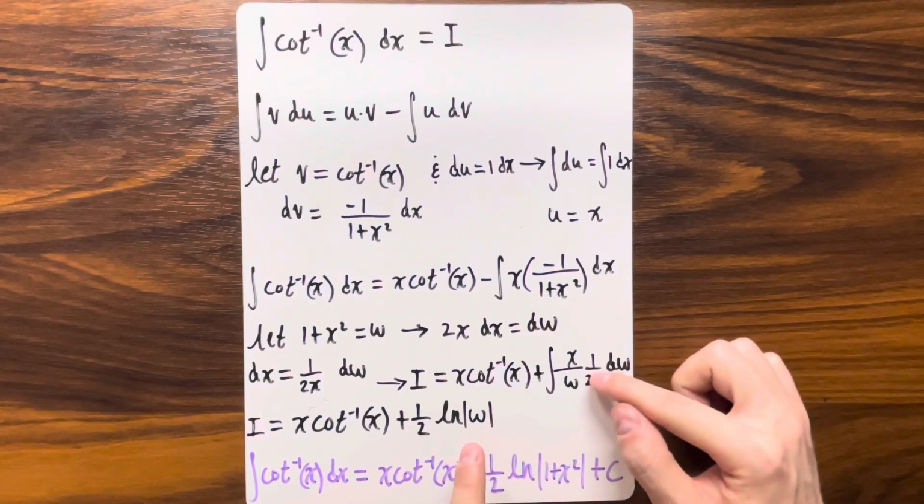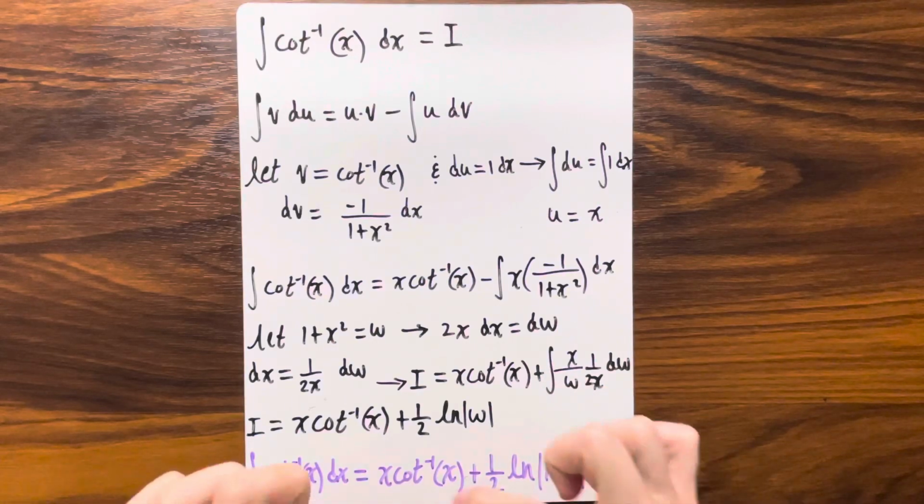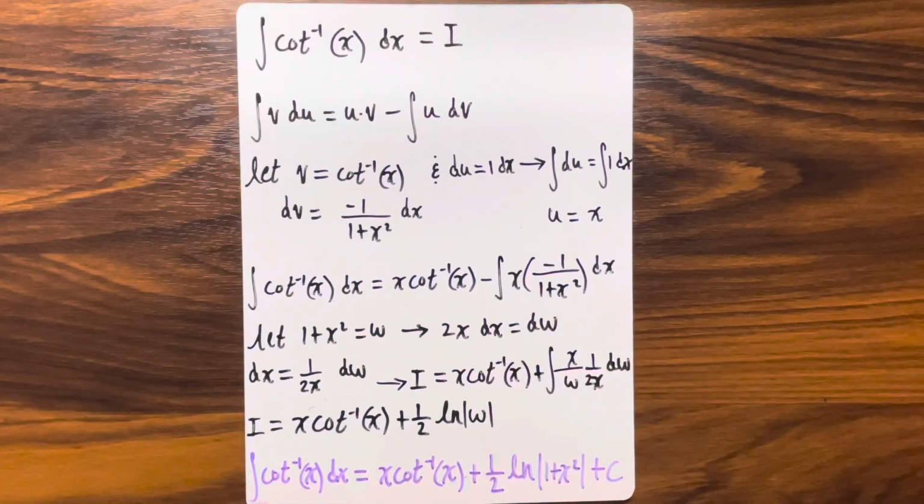And of course, the 1/2, we can factor it out. So our final answer, the integral of cotangent inverse of x is equal to x times cotangent inverse of x plus the 1/2 ln of w, which was 1 plus x squared, and of course plus c. So the final result, the integral of cotangent inverse of x is equal to x times cotangent inverse of x plus 1/2 ln of 1 plus x squared.